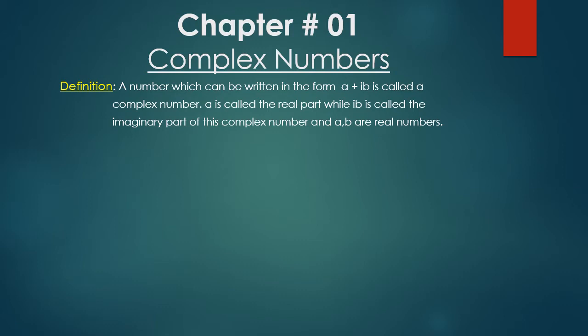Any number which can be written in a plus iota b form is called a complex number, where a is called the real part and iota b is called the imaginary part, and a, b are any two real numbers. We usually denote a complex number by z. So if z is equal to a plus iota b is a complex number, then a is pointing as a real part, while iota b is pointing as an imaginary part of this complex number.